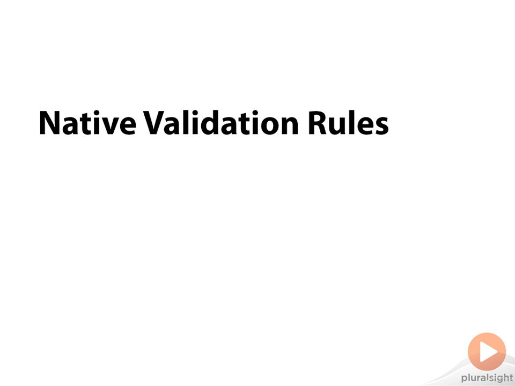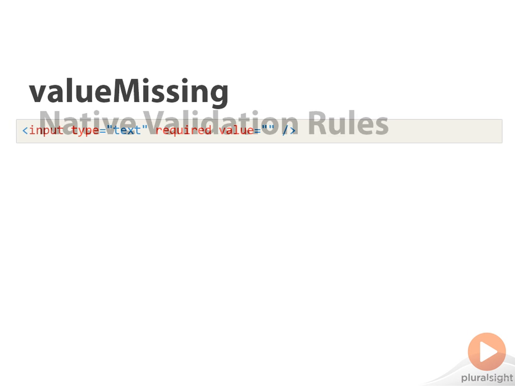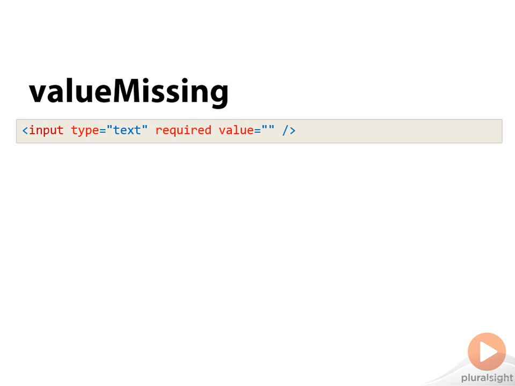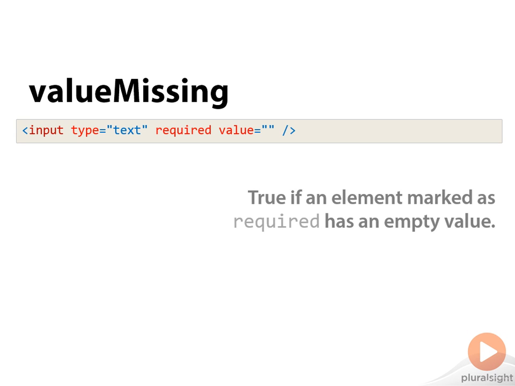The native validation rules built into the browser give you a robust set of rules that you can evaluate input data against. For starters, the value missing rule is applied to an element when you add the required attribute to it, and it returns true if an element marked as required has an empty value.